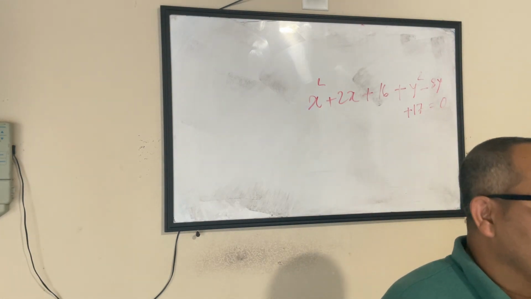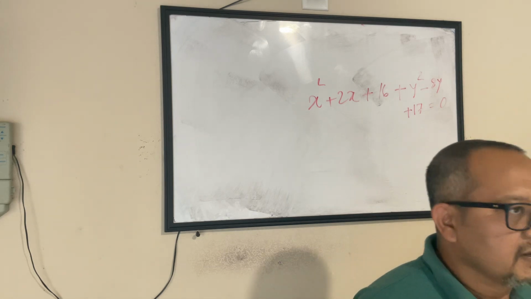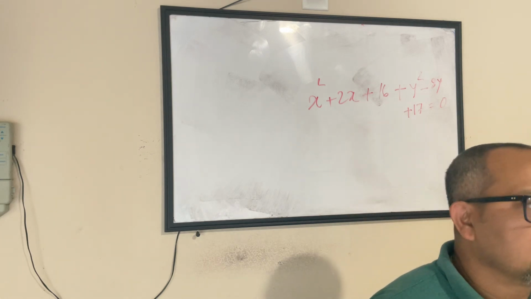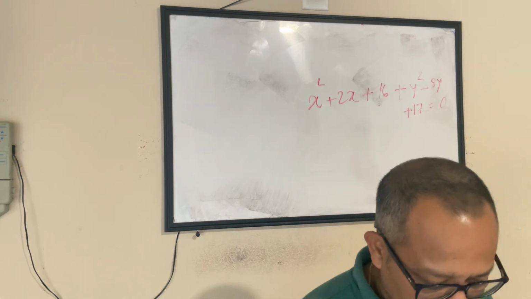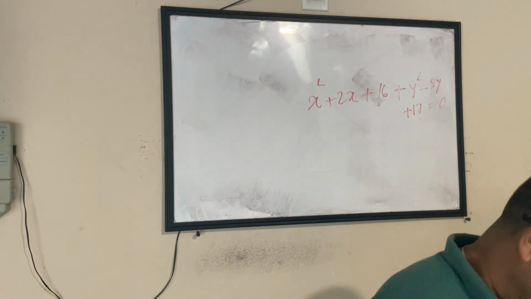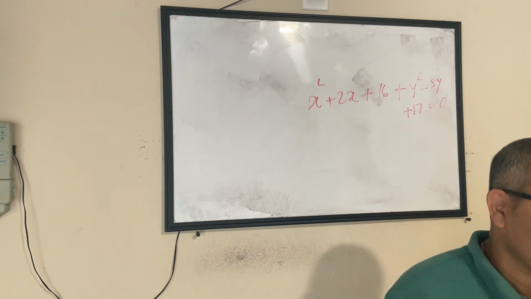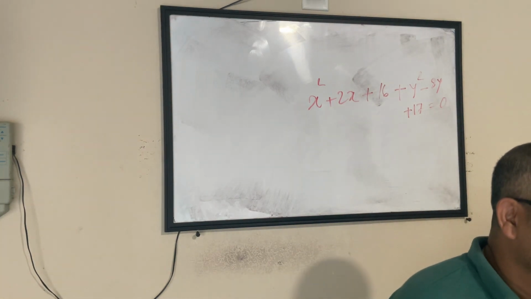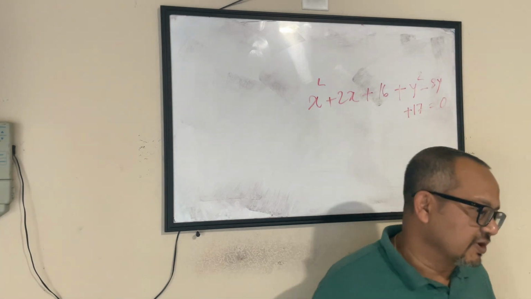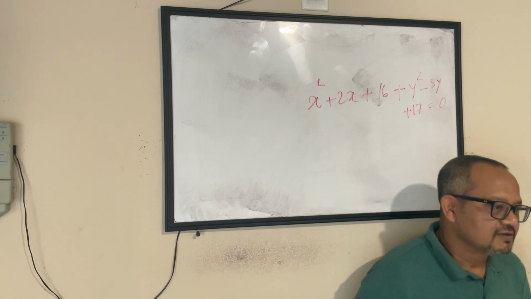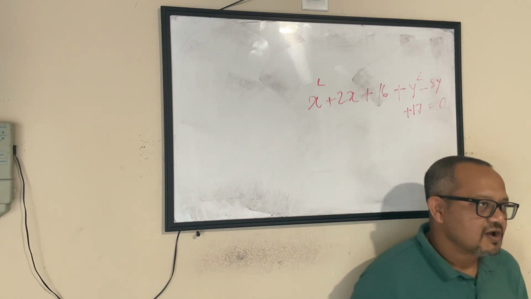Table till 12. 5 9s are 45. 8 9s are 72. 12 8s are 96. 11 6s are 66. 9 7s are 63. 7 6s are 42. Good job. Nihit, wake up. Table till 5. 4 9s are 36. 3 8s are 24. 5 8s.